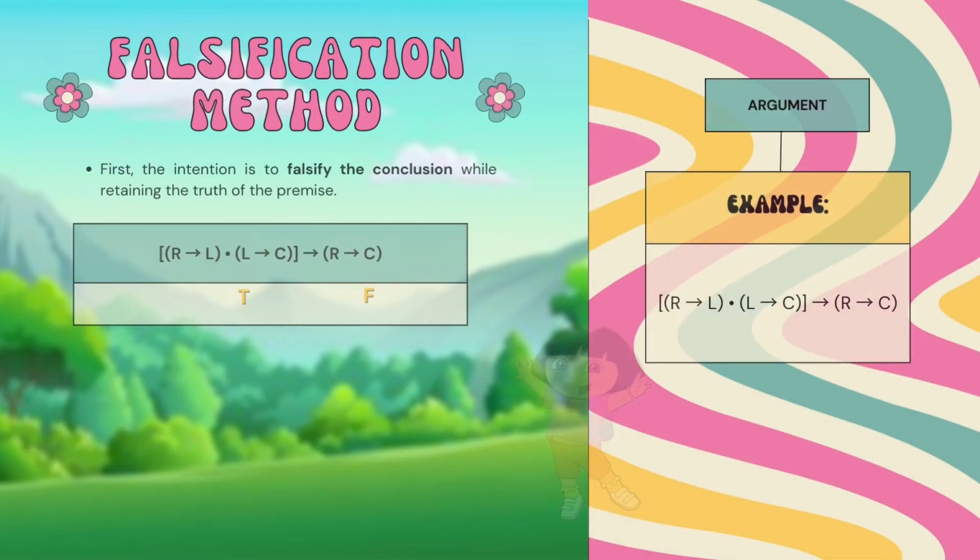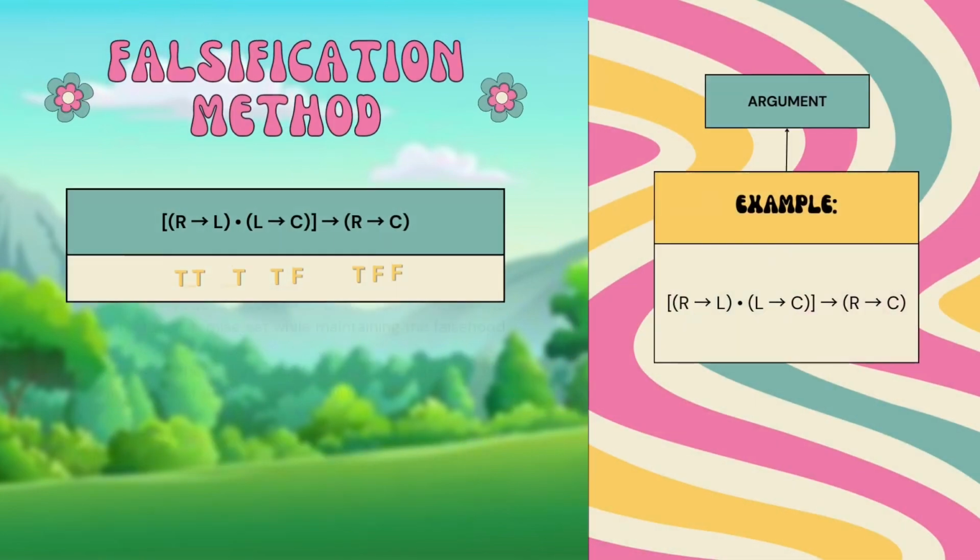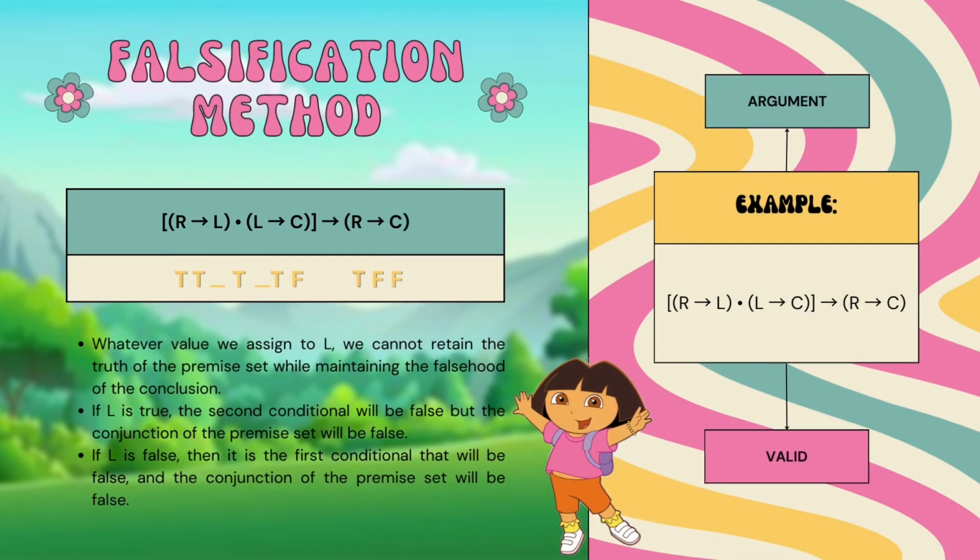Let us consider another argument. If R then L, and if L then C, then R then C. Let us apply what we did a while ago to the first argument. Let us first falsify the conclusion while retaining the truth of the premise set. If R then C is false, this means that R is true and C is false. And if the premise set is true, then both conditionals are also true. It can be observed that whatever value we assign to L, we cannot retain the truth of the premise set while maintaining the falsehood of the conclusion. The argument form is therefore valid.